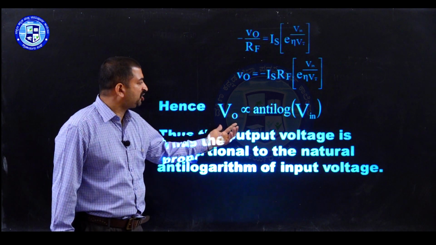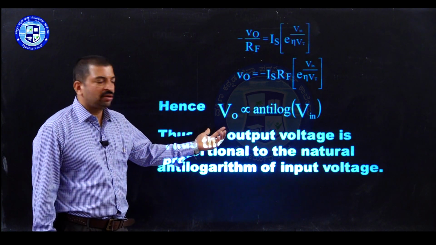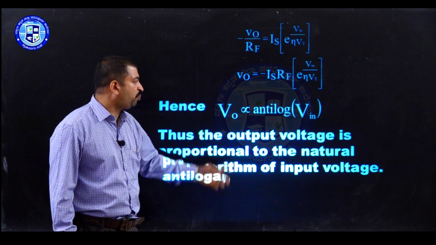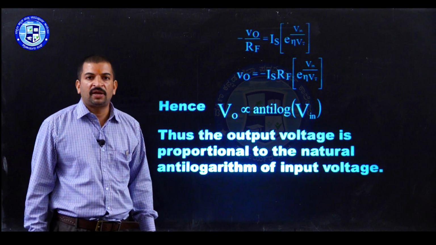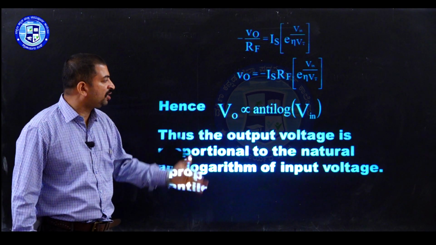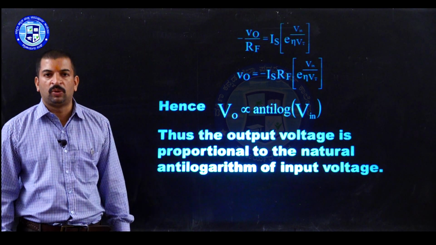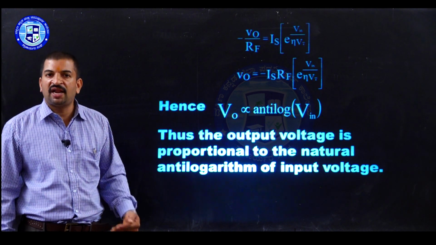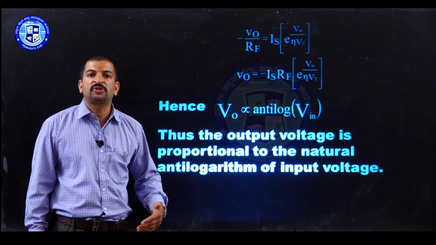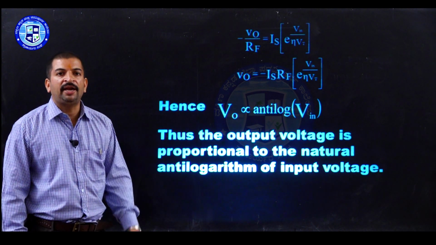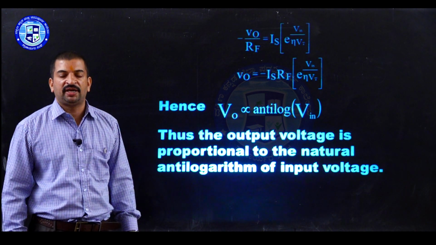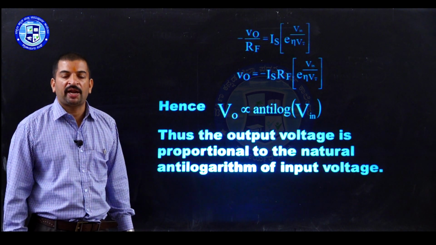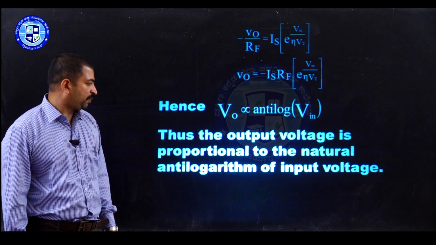So from this equation, we can understand that output voltage of the circuit is proportional to the natural anti-logarithm of input voltage, or it is an amplifier whose output voltage is proportional to the natural anti-logarithm of input voltage. Hence the circuit works as an anti-logarithmic amplifier.